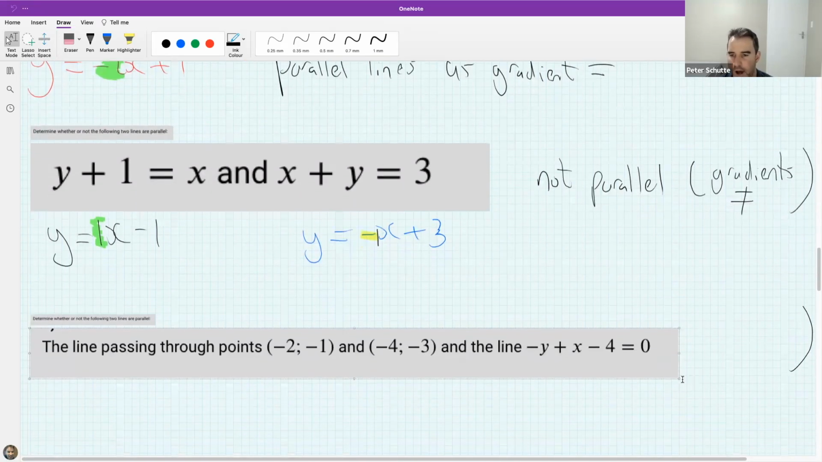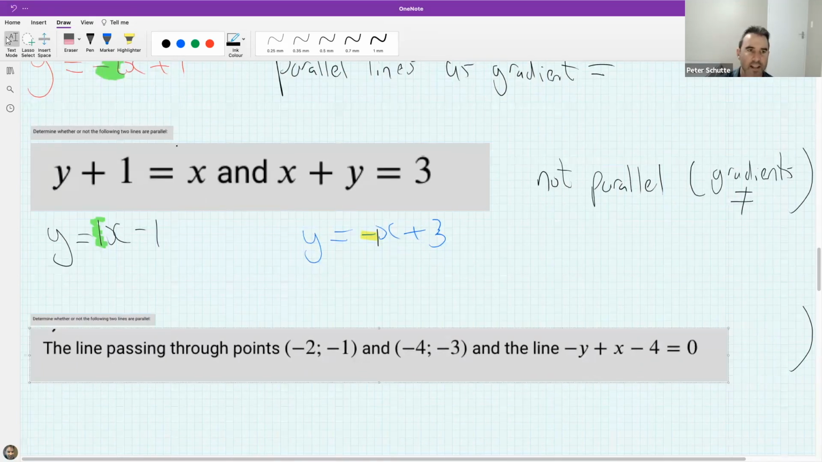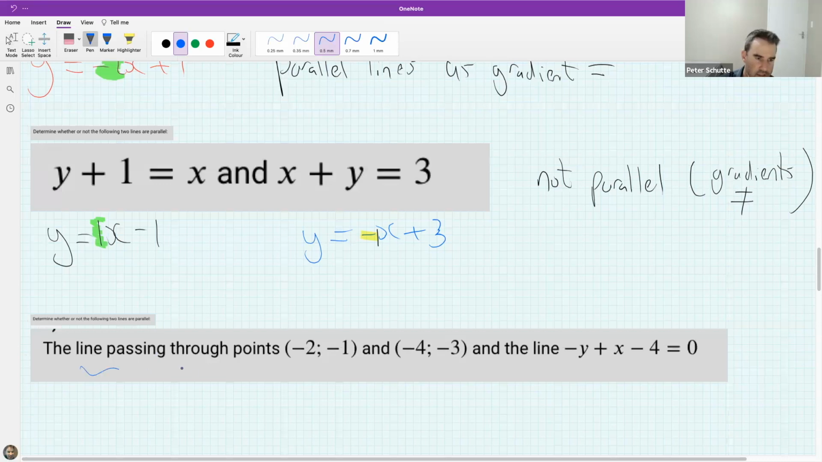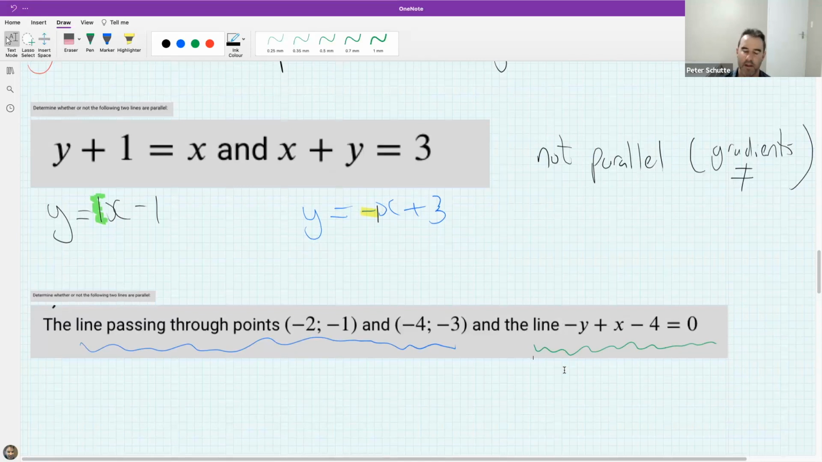Okay. I want everyone to try and figure out whether the line passing through these 2 points is parallel to this line. So there's the blue line and the green line. I want you to think about what you need to figure out and then try and do it. And then I'll take questions from students as you think about it. But for those who feel comfortable, go ahead and tell me whether the green line and the blue line are parallel or not.